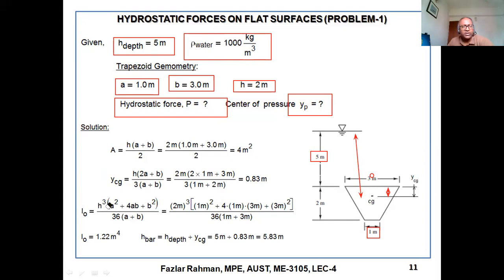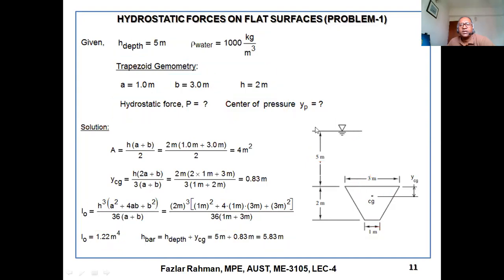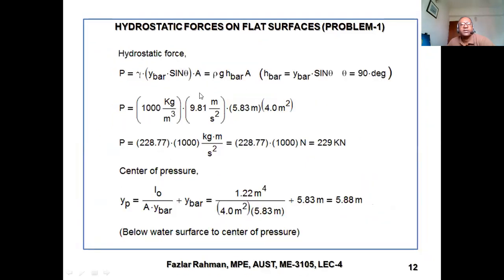Then I naught equal to this one. Then we have found I naught equal to 1.22 meter to the power 4, and H bar equal to H depth plus this YCG. That means this 5 meter plus 0.83 meter, we're getting 5.83. Okay. Now we need to figure out the center of pressure, YP.